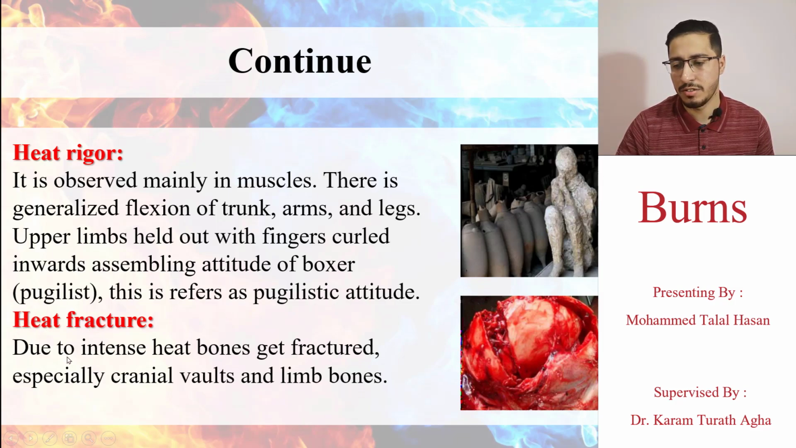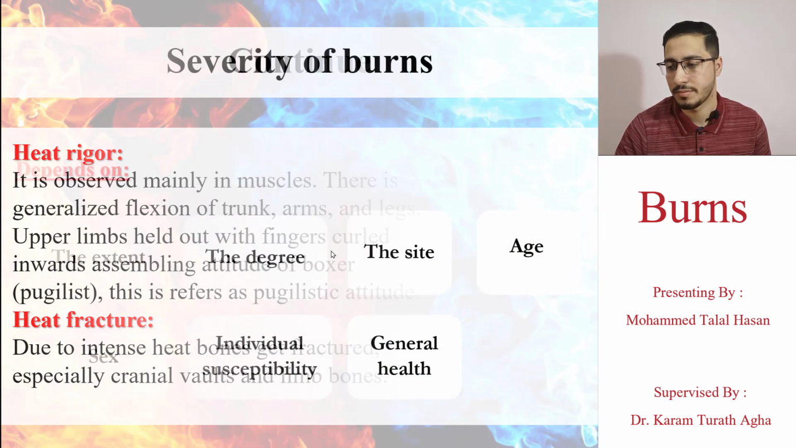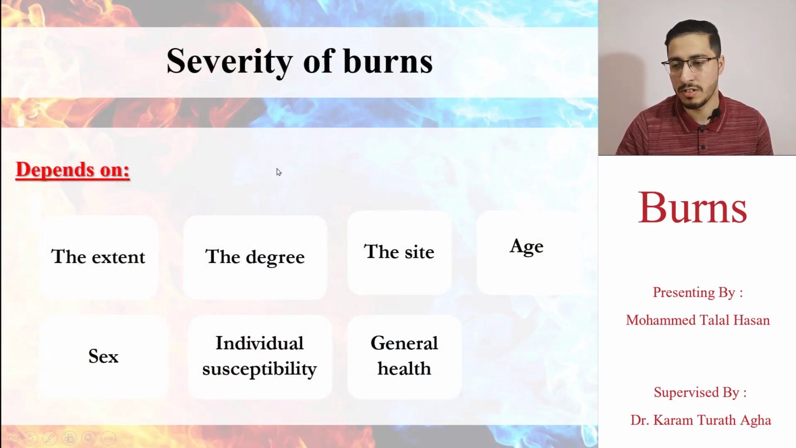Lastly, heat fracture. Due to intense heat, bones get fractured, especially at the cranium. Here are pictures showing a heat fracture of the skull, and also showing the hematoma inside the skull. The severity of burns depends on the extent of the burn, the degree of the burn, the site involved, the age of the victim, the sex, individual susceptibility, and general health.